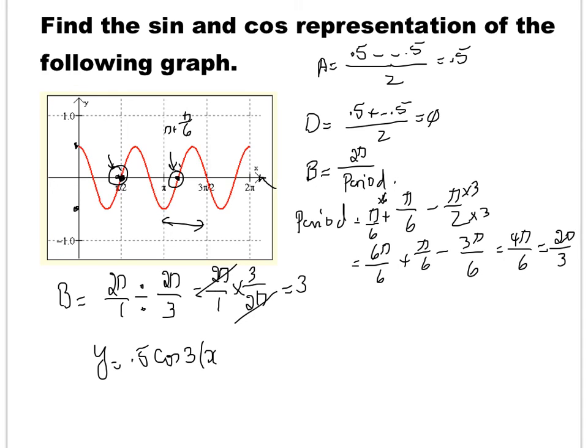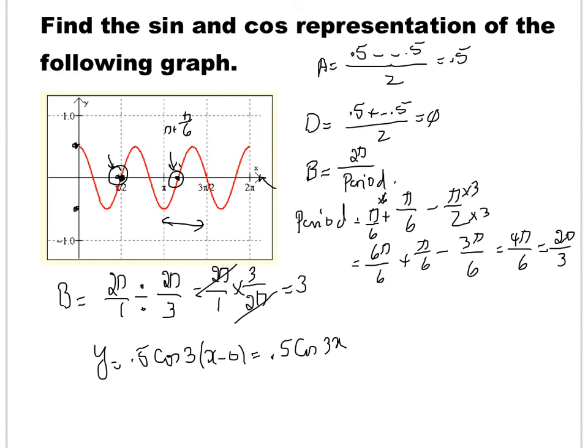But look at the phase shift. You can see that the function starts at its maximum when x is 0, which is exactly like cosine function. So there is no lagging here, okay? So the phase shift here is 0. So I can write x minus 0, which is the same as 0.5 cos 3x. So this is my function in terms of cos.